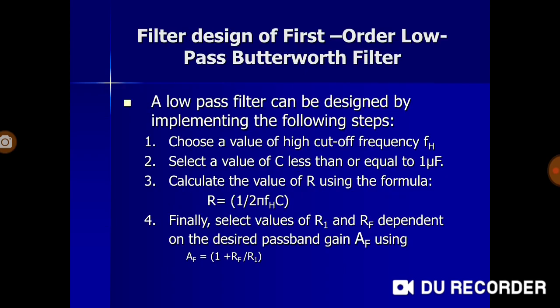Now let's come to the filter design. How do we go about designing a first order low pass Butterworth filter? The first thing is you have to choose the high cutoff frequency fh. Either we have to choose it or we are given it. That means fh is a known value to us. We either assume it when we want to design, or if we are designing for someone, they give it. So we already have this.